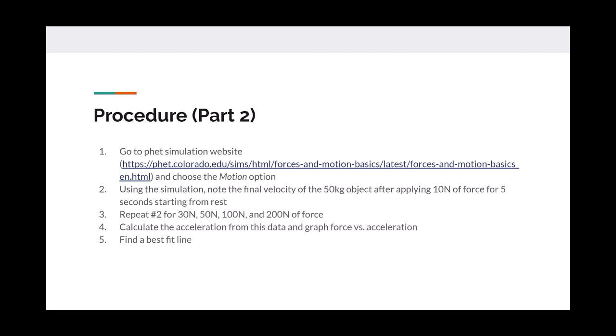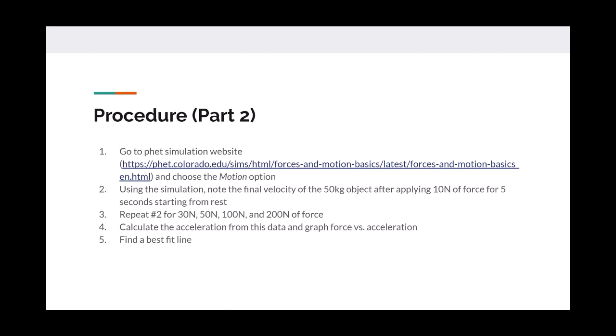The second part of the procedure is to still go to the PhET simulation website and choose the motion option. And using the simulation, apply 10 newtons of force for 5 seconds starting from rest to the 50 kilogram object. And as before, note the final velocity. And as before, the object starts from rest.